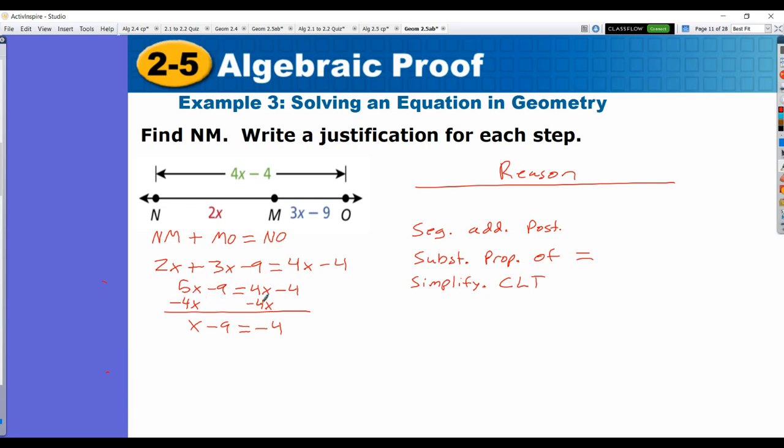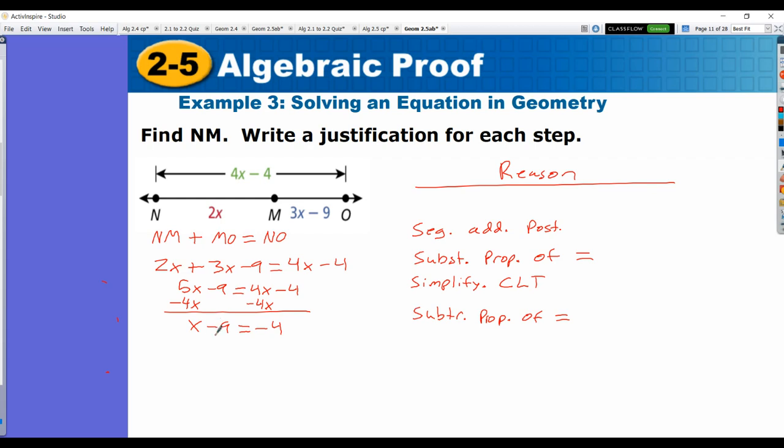Our justification is that we are using the subtraction property of equality. Okay, that basically tells us that we are allowed to subtract the same thing from each side. All right, so there's my justification there.